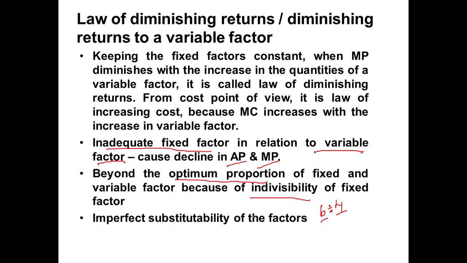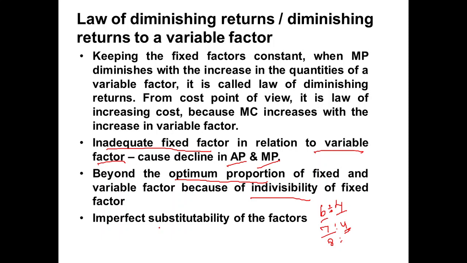When you achieve the optimum combination, after that, if you hire more workers, say now 7:4, because this 4 is fixed, so 7 or 8 workers will result in less and less contribution to the total product.